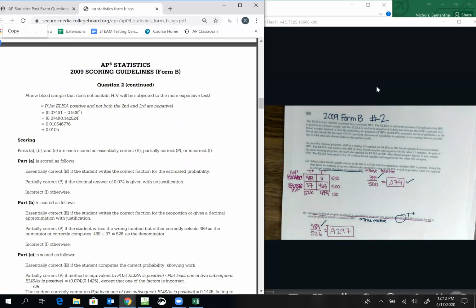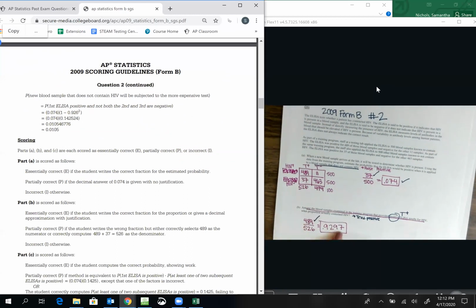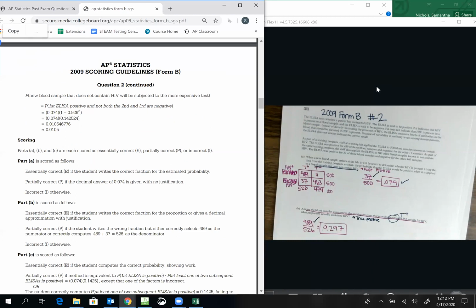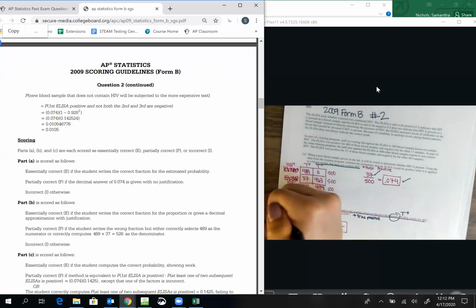Essentially correct if you have the correct fraction, or if you give the decimal with justification. Justification is the fraction. So the fraction, again, in this case, can count as your work and your answer. Just the decimal would be partially correct. Oh, actually, it doesn't say that. So none might be just incorrect. Well, probably not. But if you made a mistake but you got the correct numerator or denominator here, they did give you partially correct. So I have 2 E's so far.